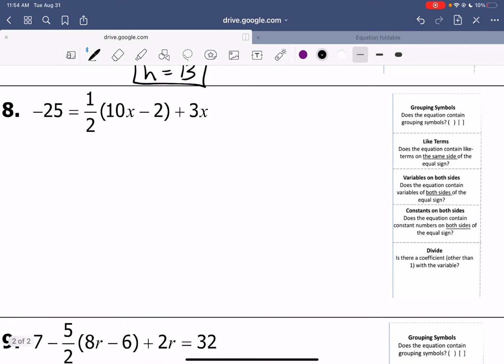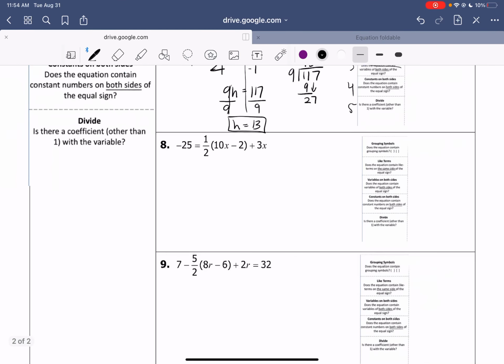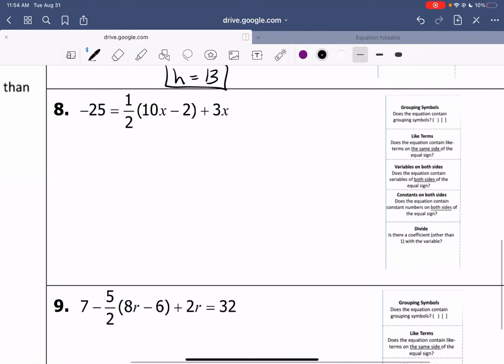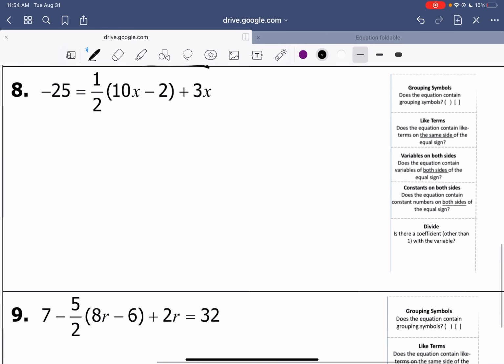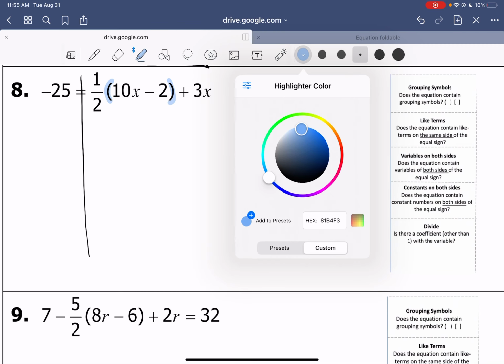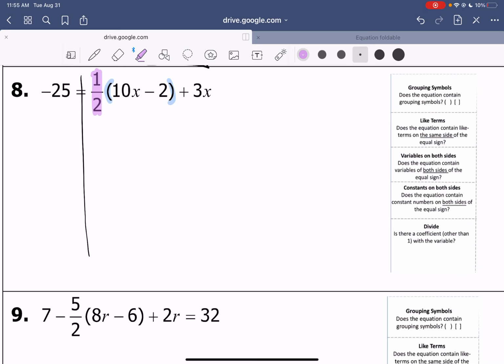Okay, so now we have some fractions. We could turn them to decimals, but I think in this case it's going to be just as easy to keep it as a fraction. So we're going to be distributing, and what we're distributing is this 1/2. So we're going to do 1/2 times 10x and 1/2 times negative 2.